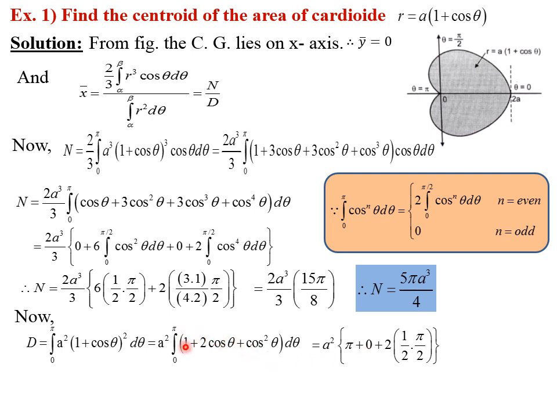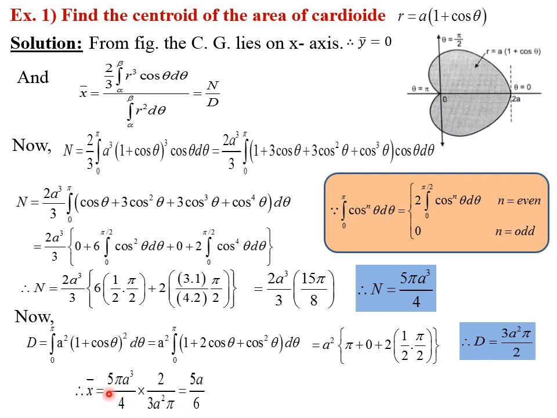Integration of 1 is pi with the limit 0 to pi, then using the reduction formula, as n is an odd integer here, the integration of cos theta within 0 to pi is 0, and by using the reduction formula for cos square theta, we will get 2 times 1 upon 2 into pi by 2. Already we have studied it over here. So using the same bracket here, we are getting finally the answer as d is equal to 3a square pi by 2. Now once we got n and d, let us put them in the formula for x bar.